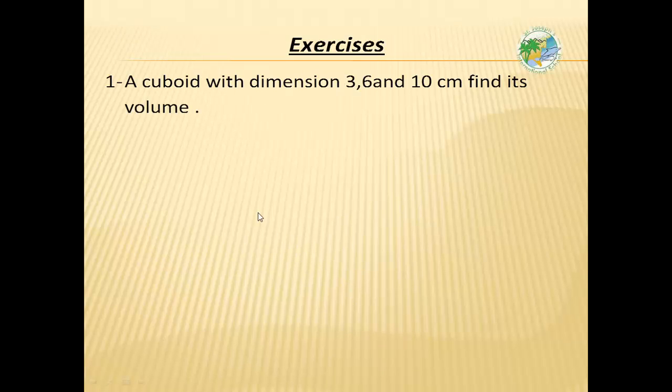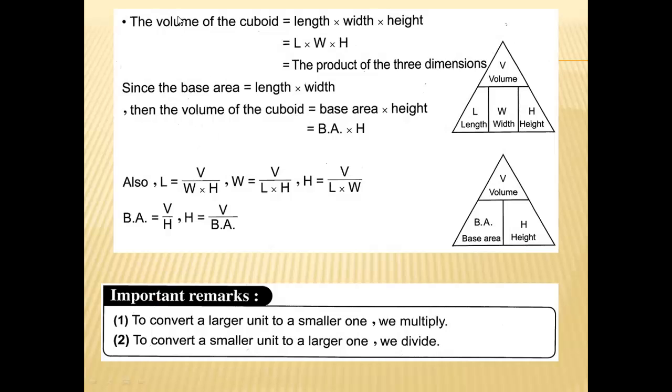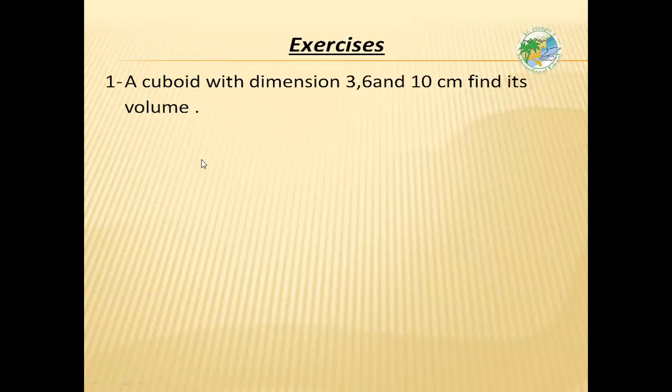Now, exercise. A cuboid with dimensions 3, 6, and 10 centimeters. Find its volume. Remember the rule of volume of cuboid together. Volume equals length times width times height. We have 3 dimensions: length, width, and height. Then we calculate the volume of the cuboid by multiplying length times width times height. 3 times 6 times 10 equals 360.